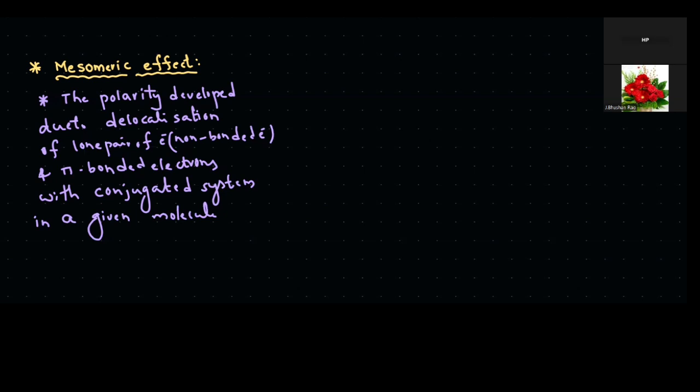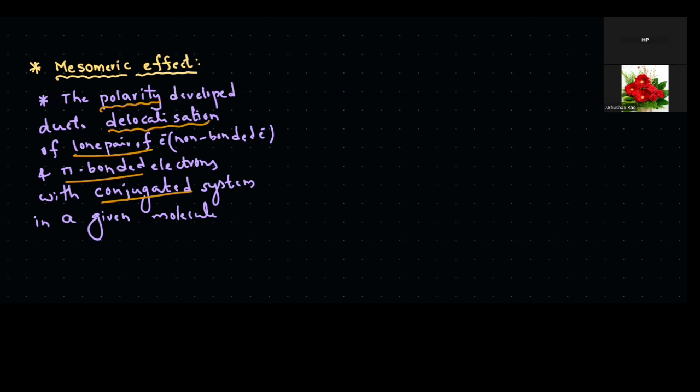Okay. So generally what happens here? Polarity develops. The main reason for the polarity is delocalization of which electrons? One is a lone pair or pi bonded electrons with a conjugated system. So those are called mesomeric effects only. This mesomeric effect is again classified into two categories.